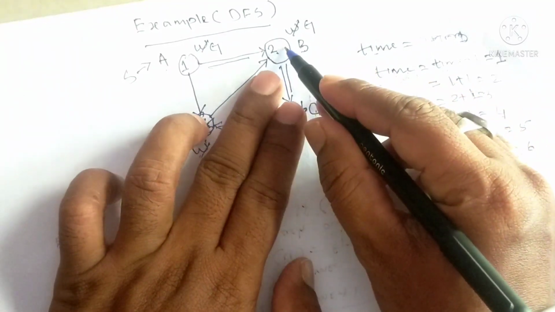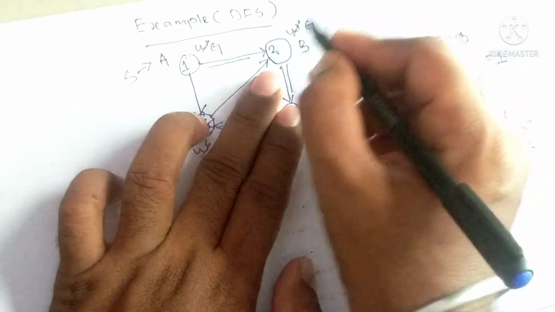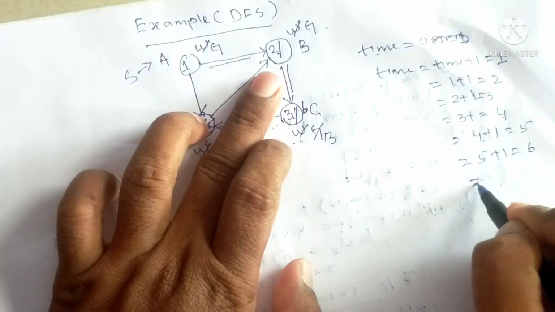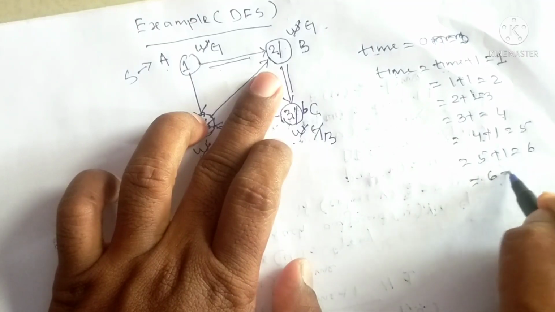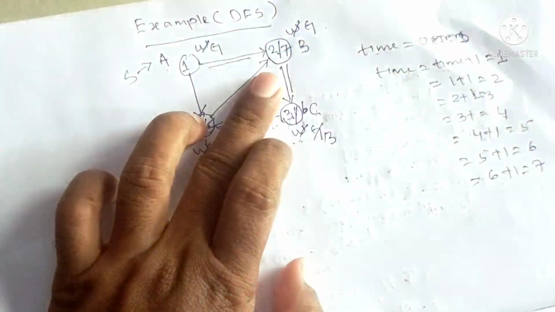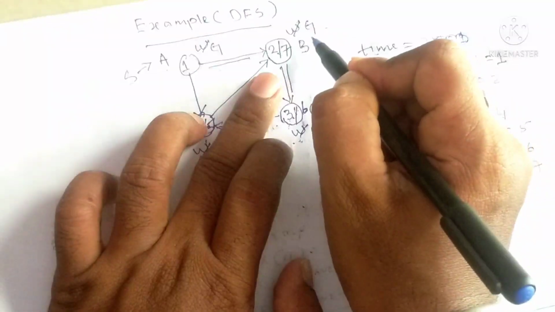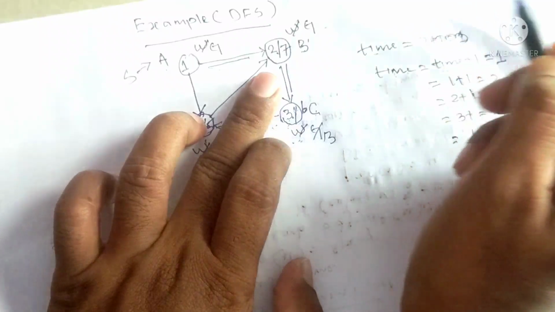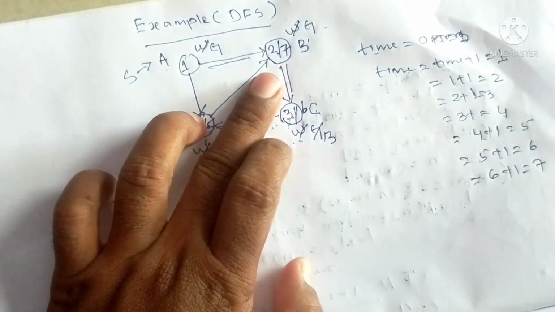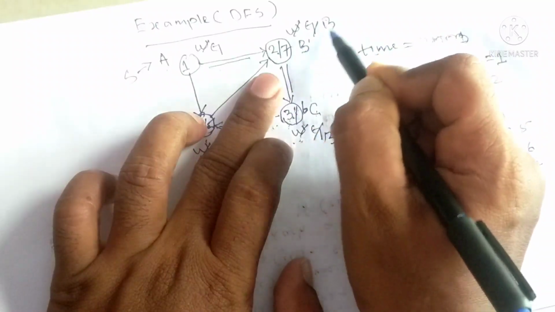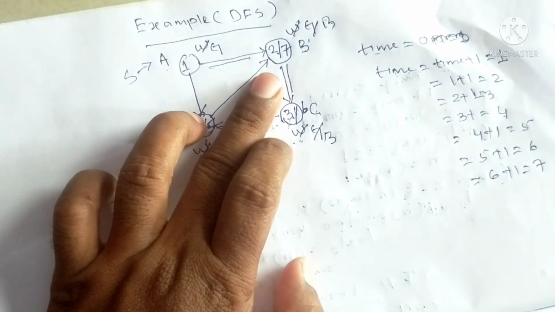Is there any new white adjacent vertex? No adjacent vertex. So you have to assign the final timestamp. What is the final time value? Previous time value 6, 6 plus 1 becomes 7. So you write 7 here and change the color to black. This is vertex B, and the color of B is black.